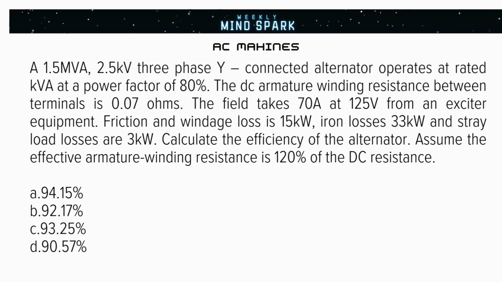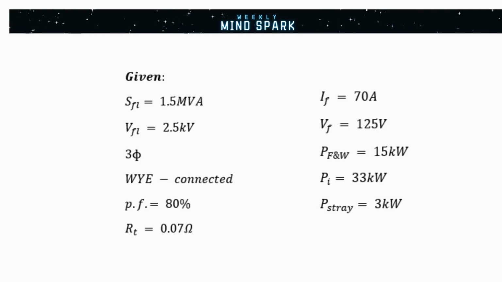So the options will be A 94.15%, B 92.17%, C 93.25%, or D 90.57%. So to get started, let's review the information provided and list down the given values.